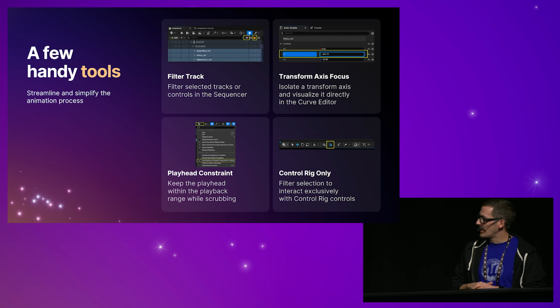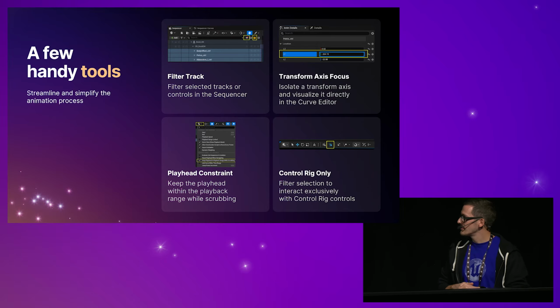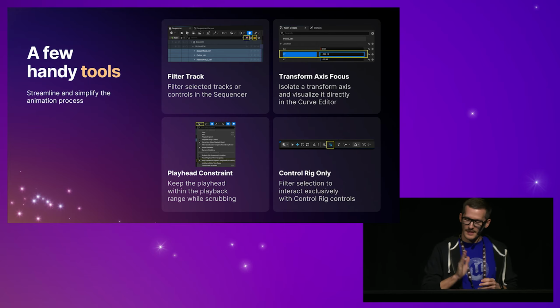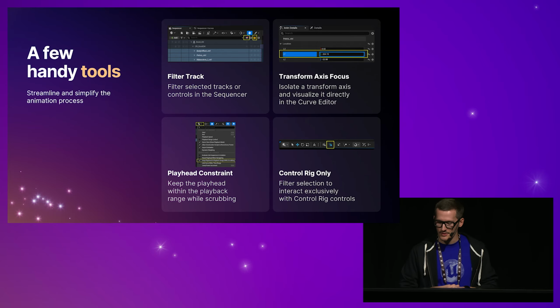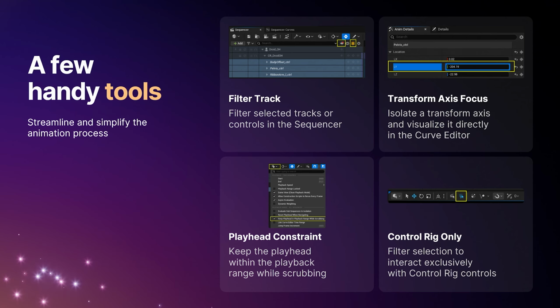That's a handy one, the playhead constraints. Keep playhead in playback range while scrubbing. This is important if you don't want your playheads to go out of range when you are managing your animation. And same for control rig only, the last one, where you don't have to struggle when you click on your control rig. You can limit the selection to controls. That's really handy as well.